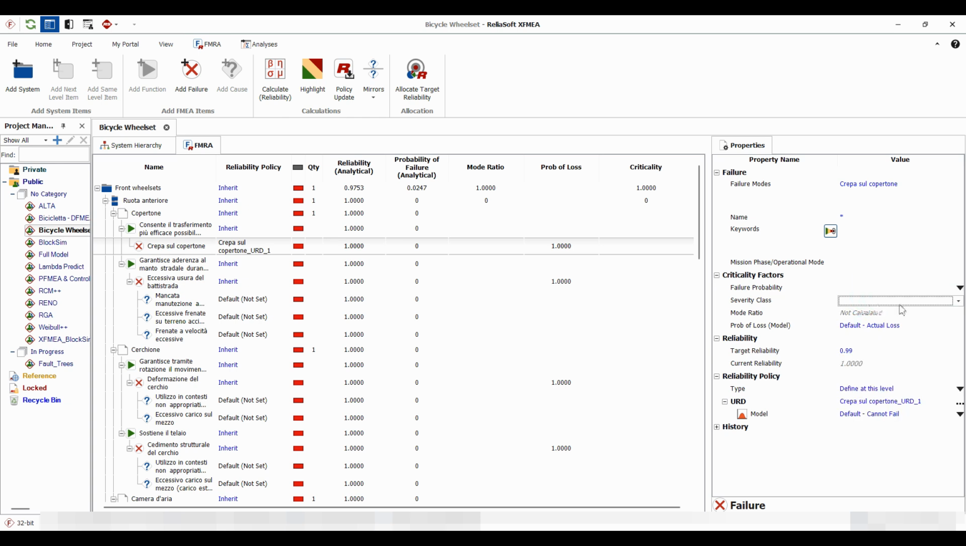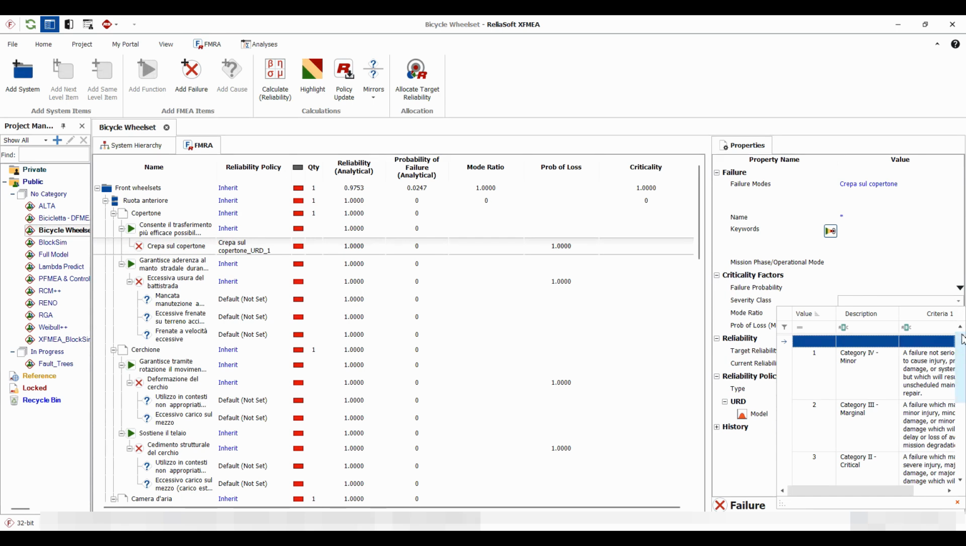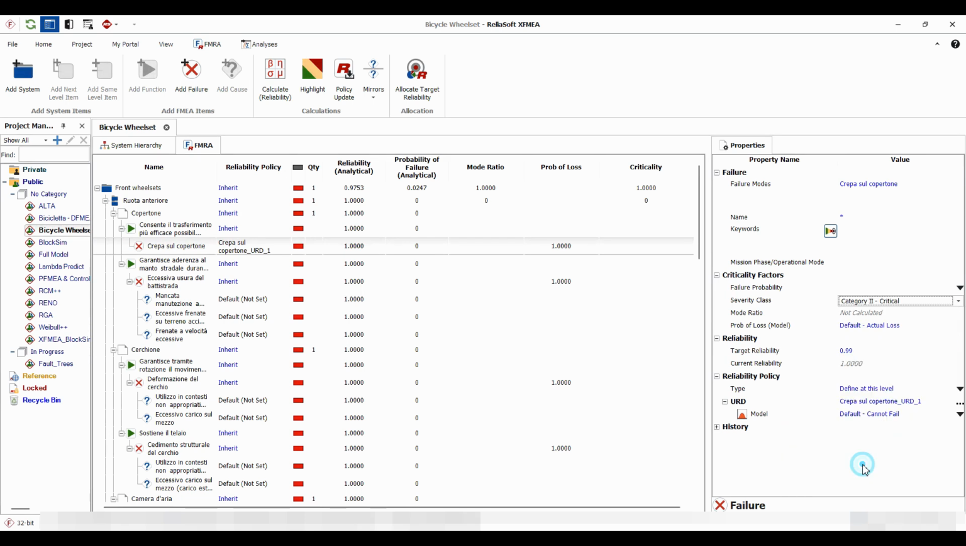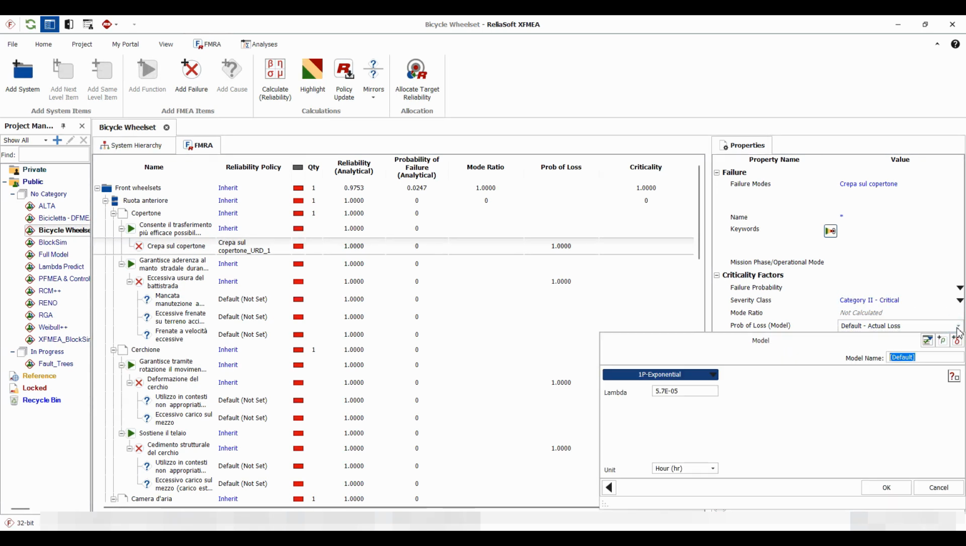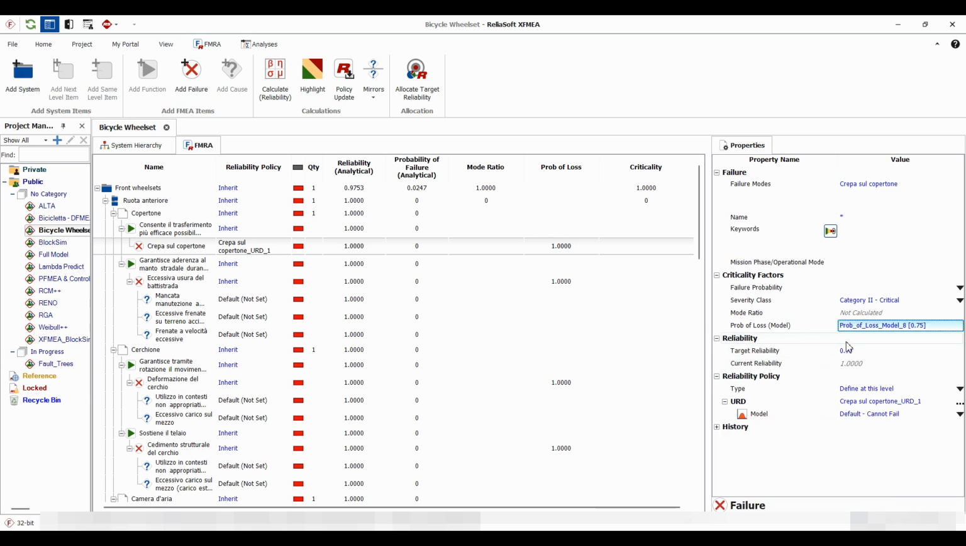We map instead the severity, which is also derived from another table from the standard 1629. Say, for example, we set it as critical. Then the probability of loss model by default is actual loss, so it's 100% certain that it will cause a loss. But if we want to change that, we can select, for example, a constant, and change our number from 100% to, say, perhaps 75%. And we click OK.